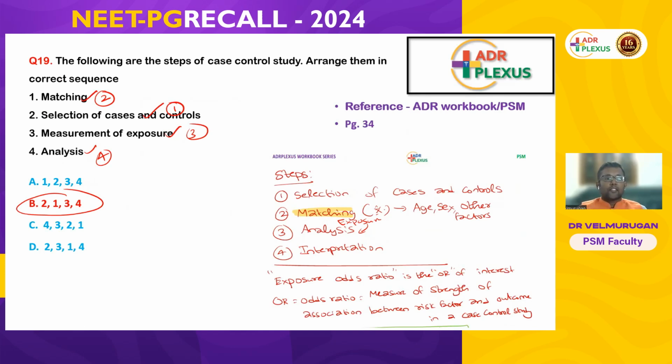So let's go ahead. First step is selection of cases and controls. It is the first. Then next one is matching. Then we have the measurement of the exposure. And so 2, 1, 3, and 4.